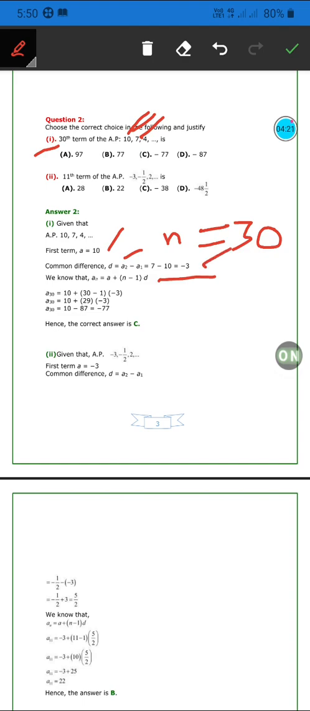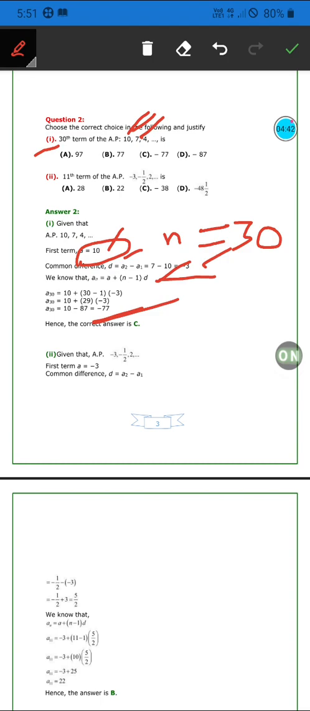The first term a is equal to 10, and n is equal to 30. So put the values of a, n and d in the same formula, an equal to a plus (n minus 1) into d. We get the answer a30 equal to minus 77.